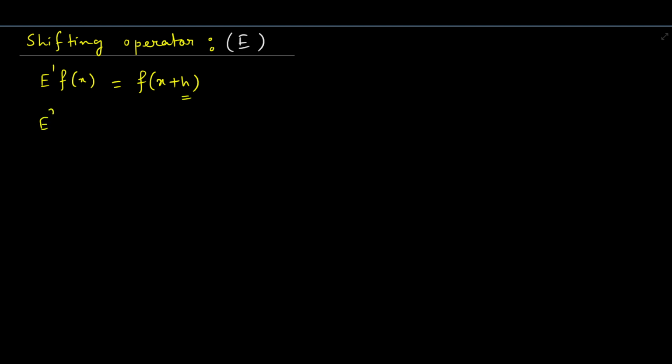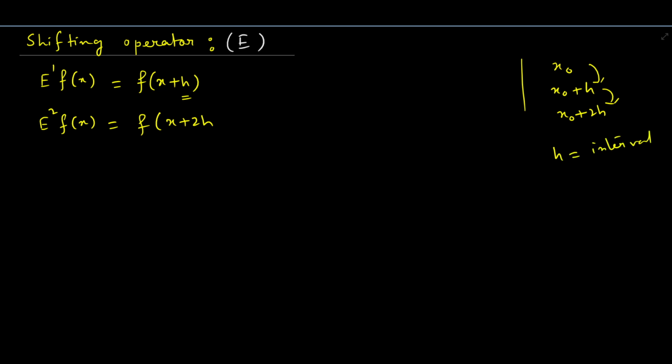If it is E square, second order, then how much will it be? F of, now we have to add 2h. What is h? h is the interval of difference. You know x naught, then x naught plus h. These are equidistant values, right? So in each step the increment is h. So this h is called the interval of difference, or you can say step size. That means in each step it is increasing by h. So this will be f of x plus 2h.